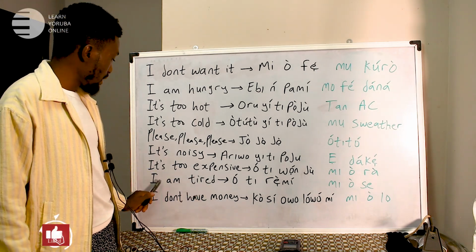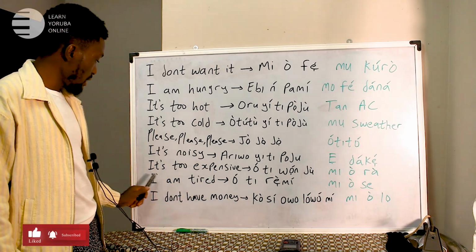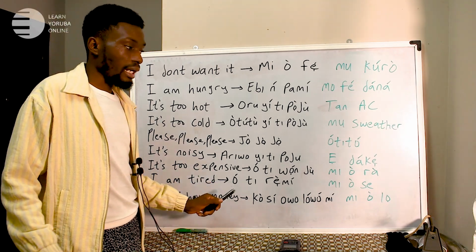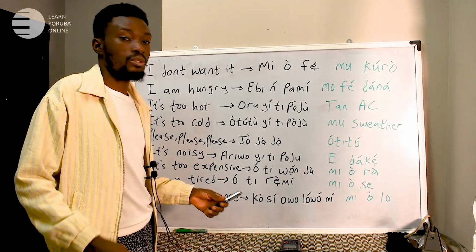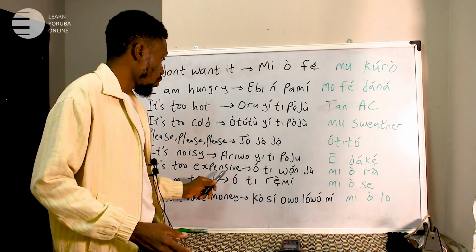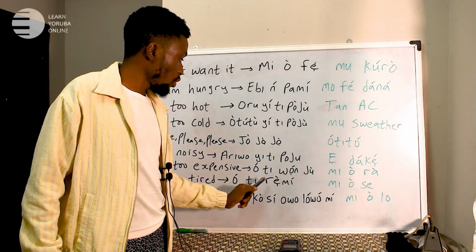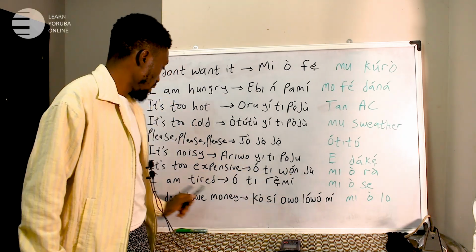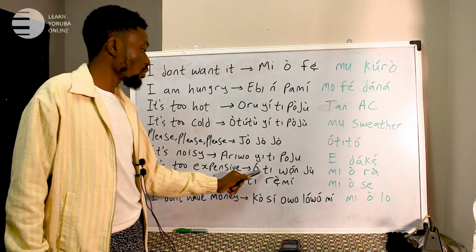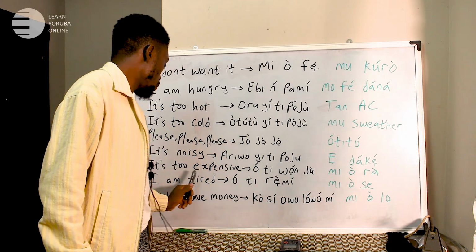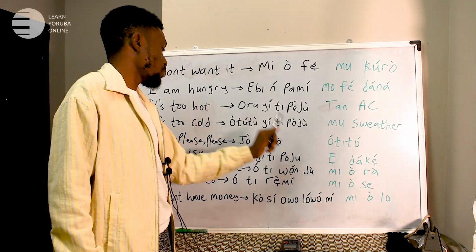So we also have it's too expensive. And expensive in Yoruba is won. So o ti won ju. O ti won ju. It's too expensive.